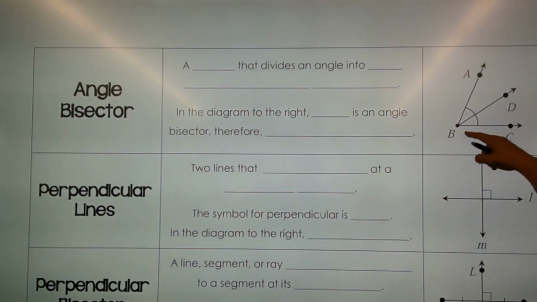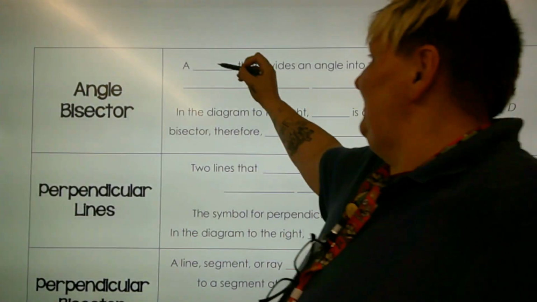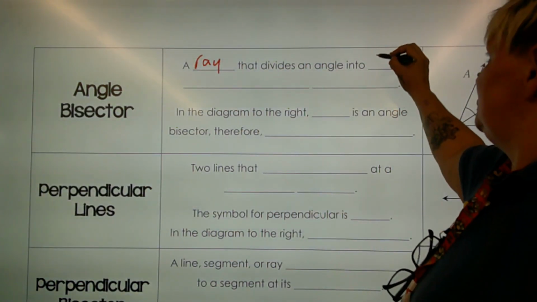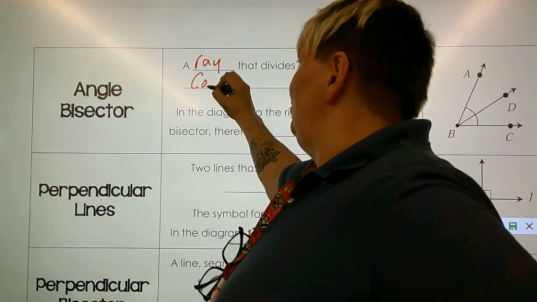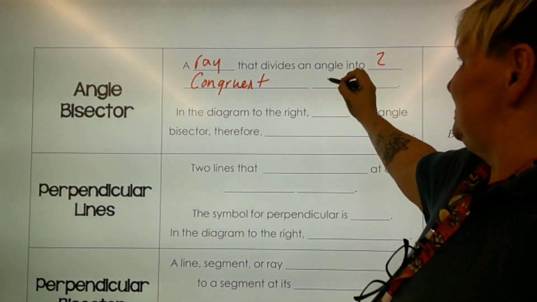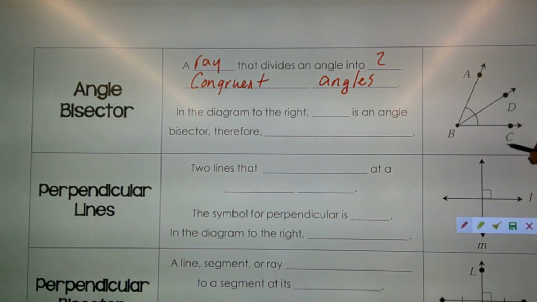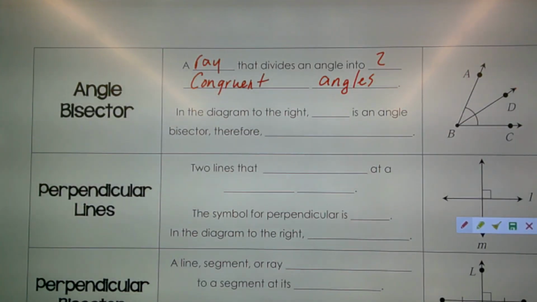A ray, right? An angle bisector is a ray that divides an angle into 2 equal or congruent angles. Right? So, this was one total angle, and this cut it in half. It bisected it. It's an angle bisector.